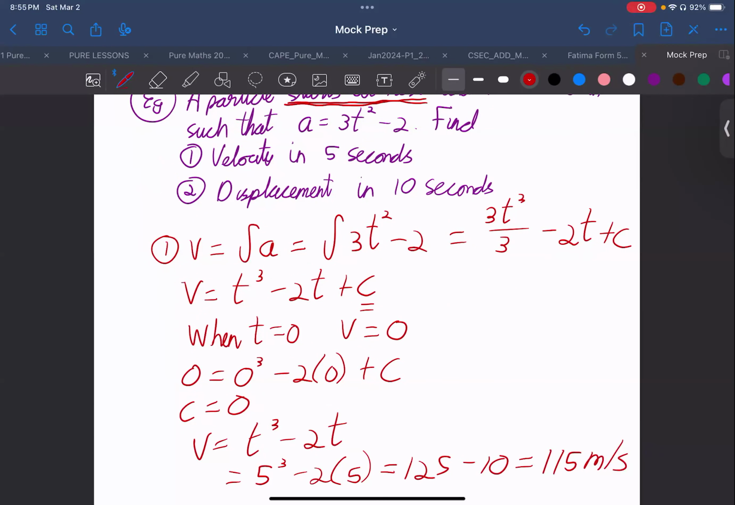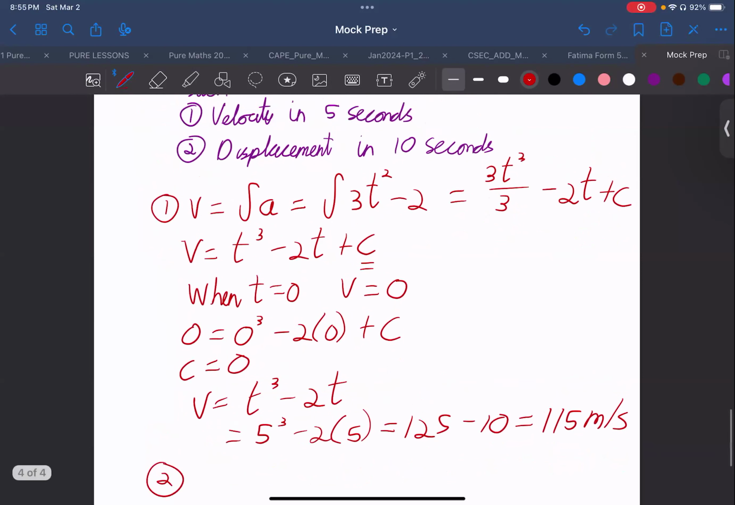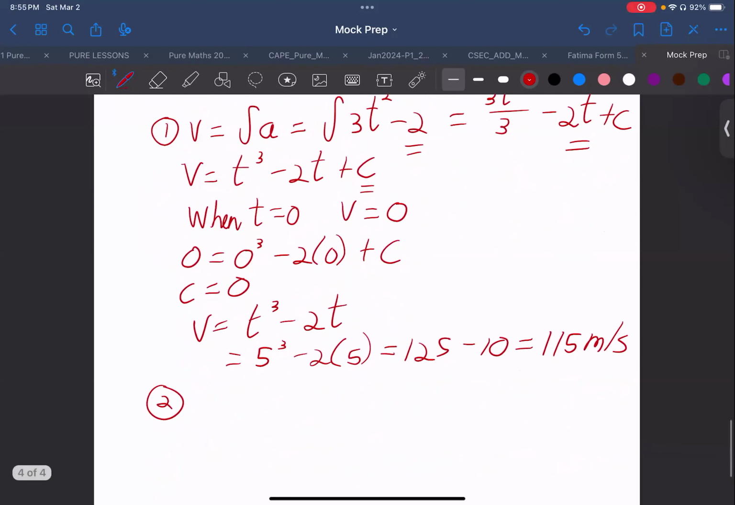Now, the unit is a bit important. I won't penalize you all now, but for your actual exam, try to include it. Wait, sir, how do you get minus 2t? When you integrate 2, you get 2t. Whenever you integrate a constant, you get the constant times t. So if I integrate 5, I get 5t. If I integrate 8, I get 8t.